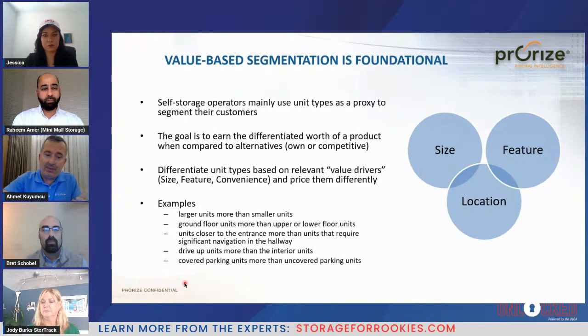And these are some examples. I think you all know this, that the larger units are more expensive than smaller ones, or a unit closer to an entrance should be more expensive than units that require some navigation through the hallway. Drive-ups are more expensive and so forth. So the idea is to create a consistent process so that you price and create an optimum gap between them.